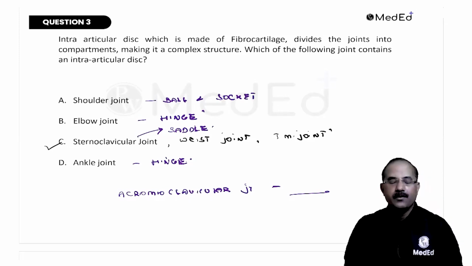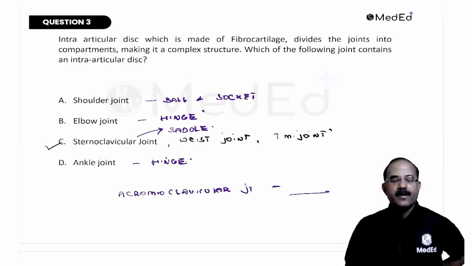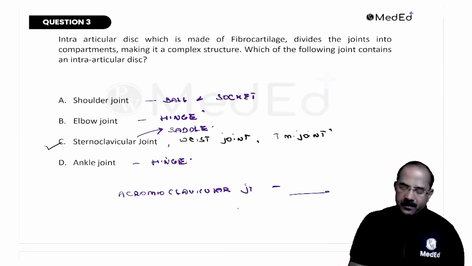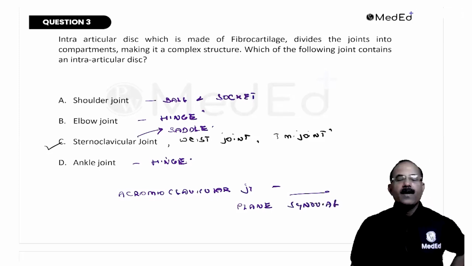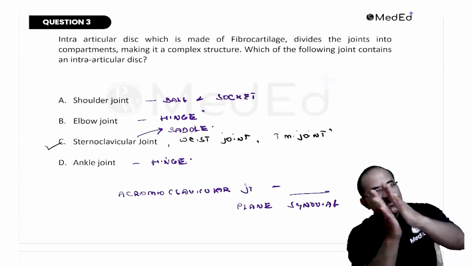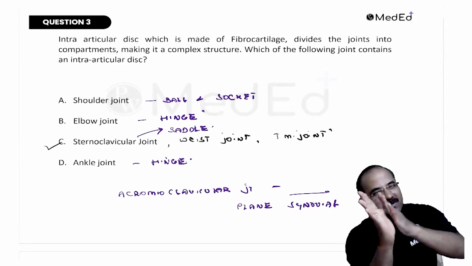Acromioclavicular joint. What is the type of joint? Come on, children, answer. Acromioclavicular joint is a plain synovial joint. Remember this. Okay? And in a plain synovial joint, what movements are seen? Only gliding movements, children.